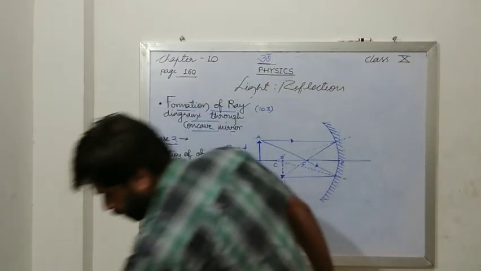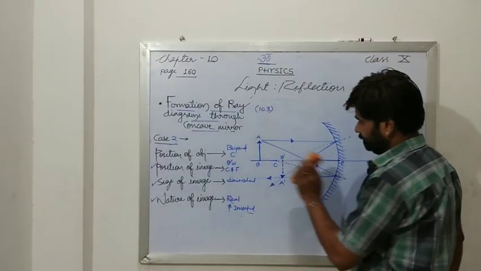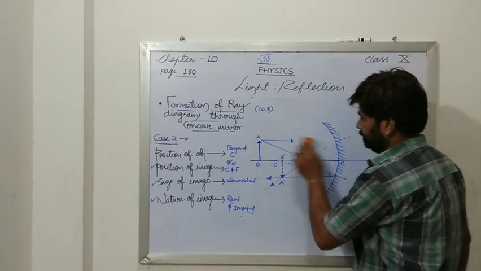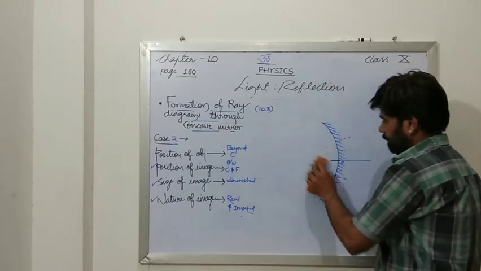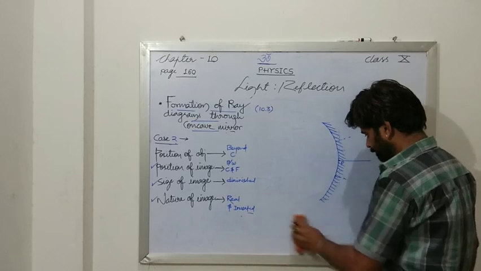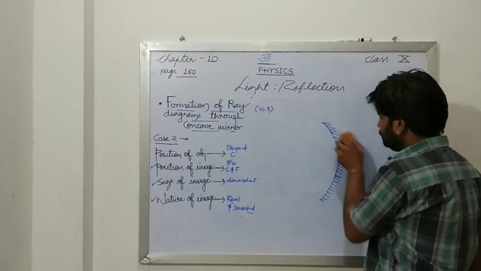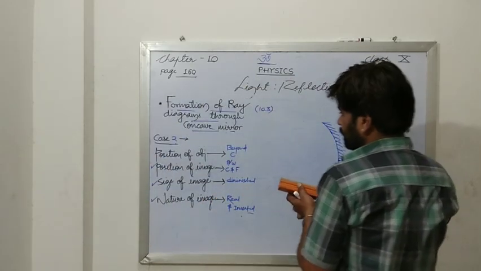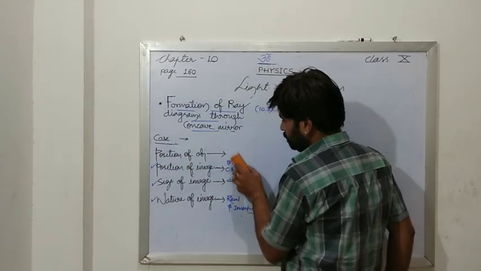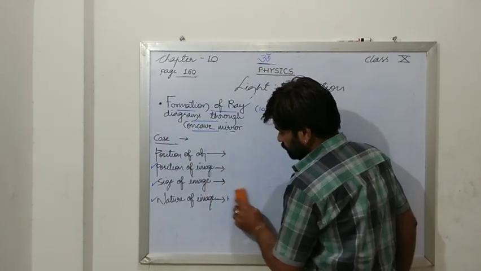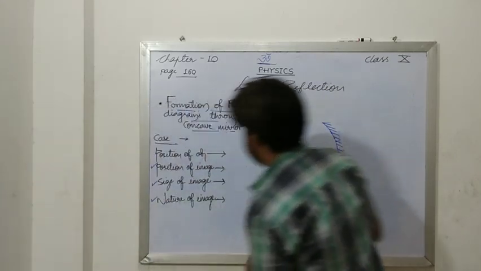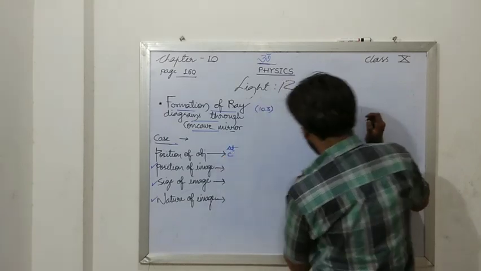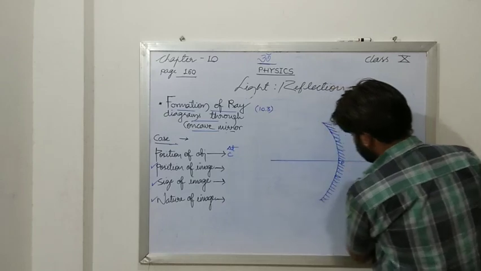Now let us move towards case number 3. In case number 3, again you have to draw the same diagram. This is the third time. Now the position of the object will be changed, and according to that, all the other descriptions will be changed. This time the position of the object is at C, at the center of curvature.